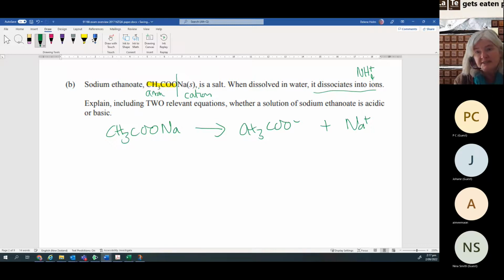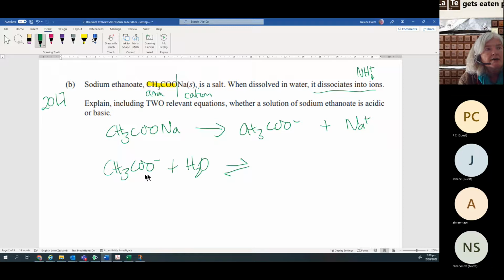This is the 2017 exam paper. So 2017. Right, so I need to pick this one, and this is going to react further. And now, because this is a hydrolysis, you must have the equilibrium. You will be marked wrong if you have the wrong arrows. If you had them both just straightforward arrows or both equilibrium arrows, that is wrong.